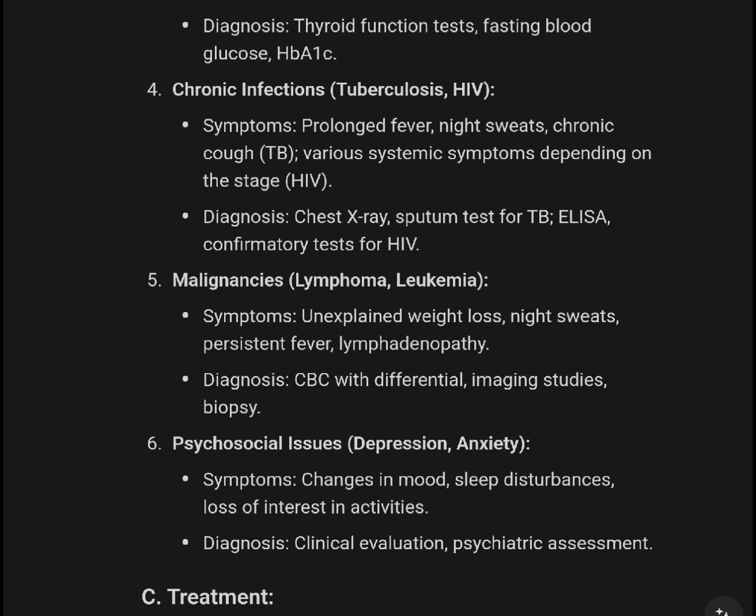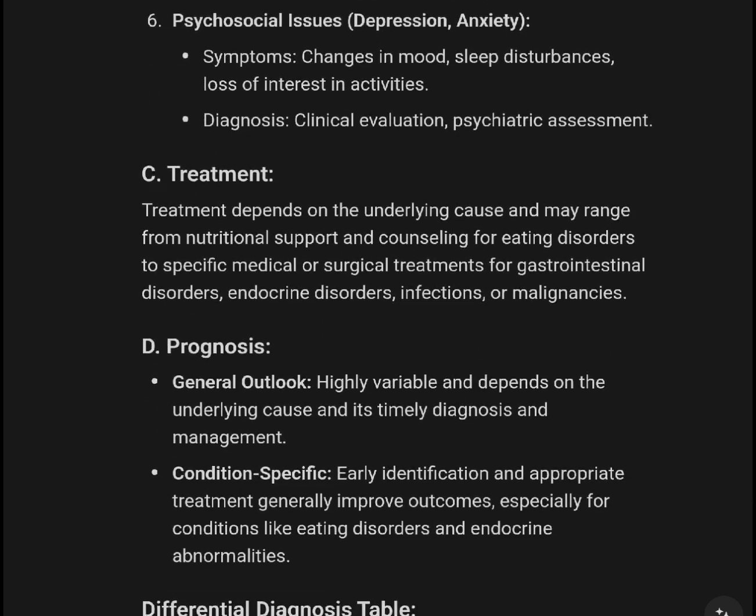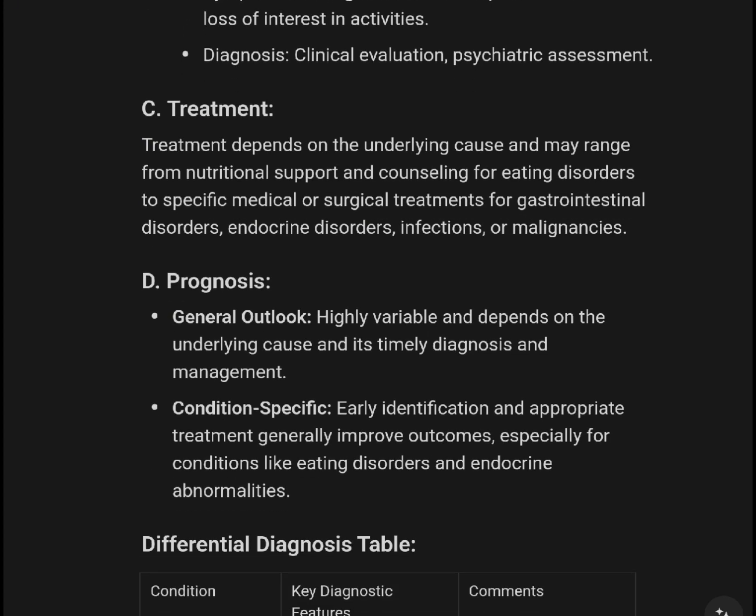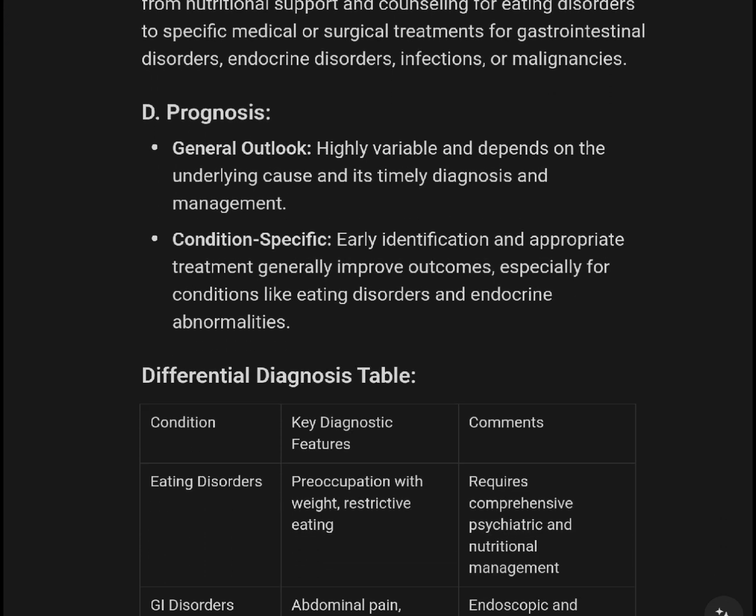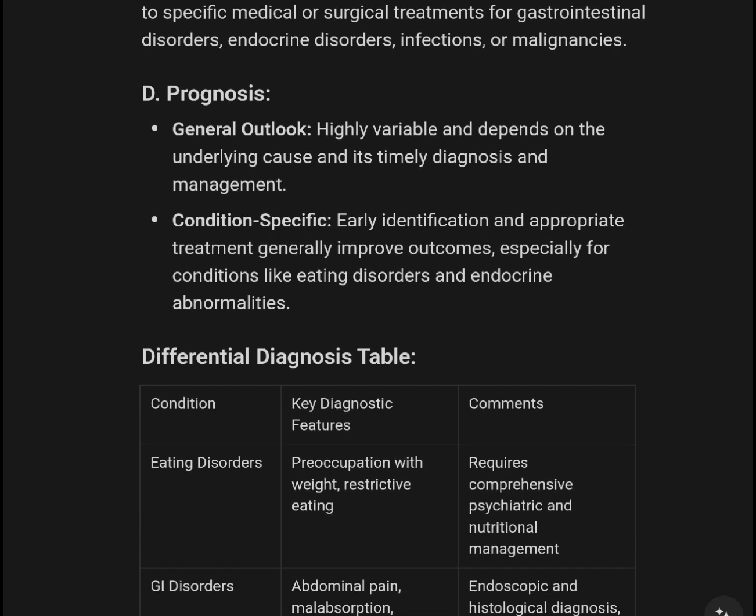Psychosocial issues: depression, anxiety. Symptoms: mood changes, sleep disturbances, loss of interest in activities. Diagnosis: clinical evaluation and psychiatric assessment. Treatment depends on the underlying cause and may range from nutritional support and counseling for eating disorders to specific medical or surgical treatment for gastrointestinal disorders, endocrine disorders, infection, or malignancies. Prognosis: the general outlook is highly variable and depends on the underlying cause and its timely diagnosis and management. Condition-specific early identification and appropriate treatment generally improve outcomes, especially for conditions like eating disorders and endocrine abnormalities.